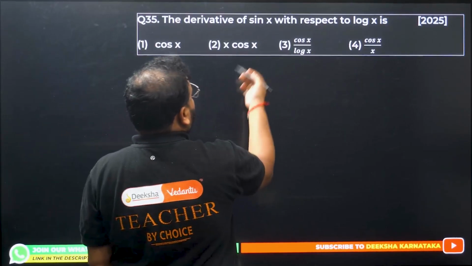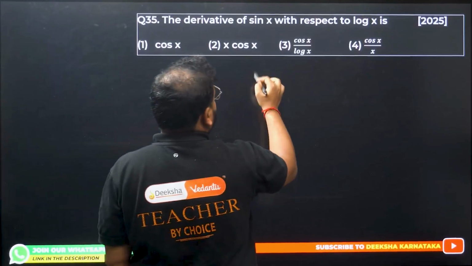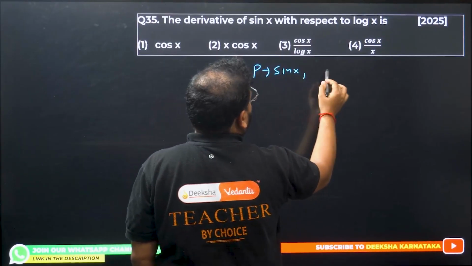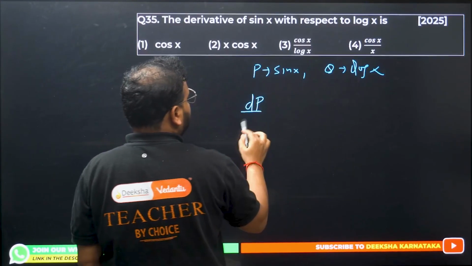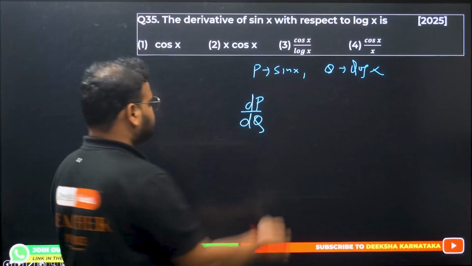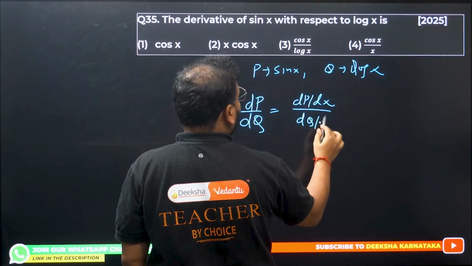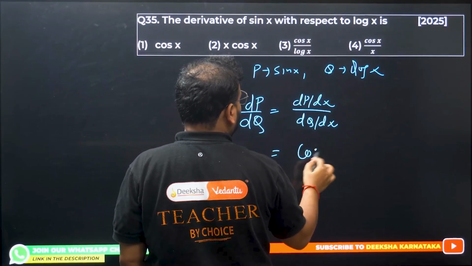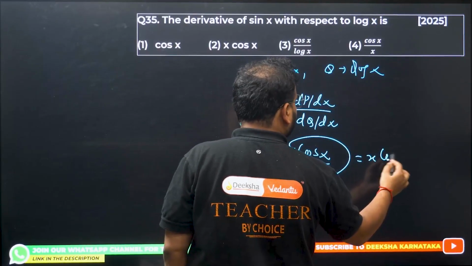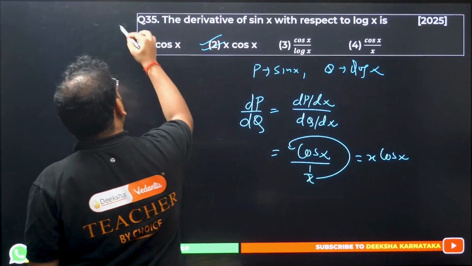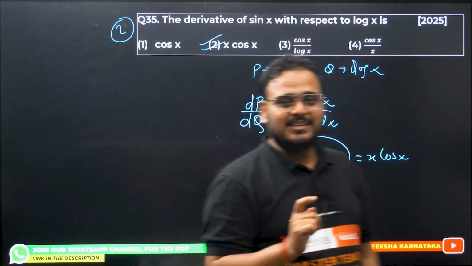Of course it is. So again, parametric form, which order? Function with respect to the function. If my function is, let's say, p is sin x and q is log x. What are they asking? They're asking you dp by dq. Derivative of sine will become dp by dx over dq by dx. Sine derivative is cos x. Derivative of log is 1 by x, so it comes to x cos x. Option 2 is correct.